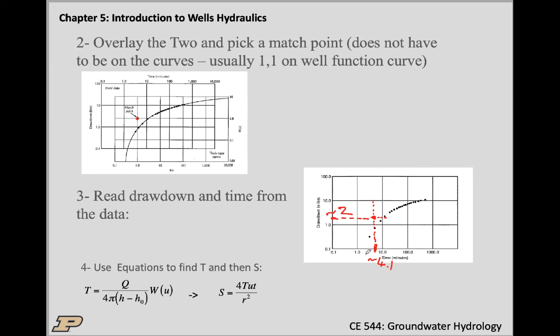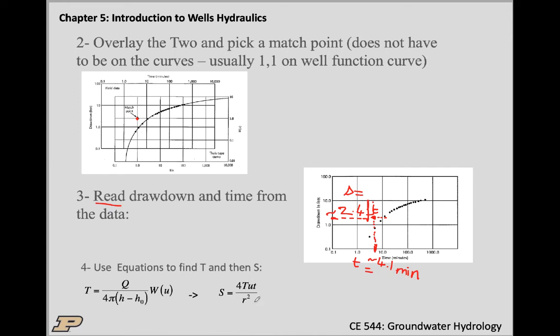Now the 0.1, you can spare it, but this is actually 2.4, right? So if you were guesstimating or reading it with a ruler, you could probably guess 2.5 feet and then 4 minutes, right? Okay, so now that you have read the drawdown and time from the data corresponding to your match point, remember we have W(u) is 1, u is 1, drawdown is 2.4, so little s is 2.4 feet, and then time is 4.1 minutes.